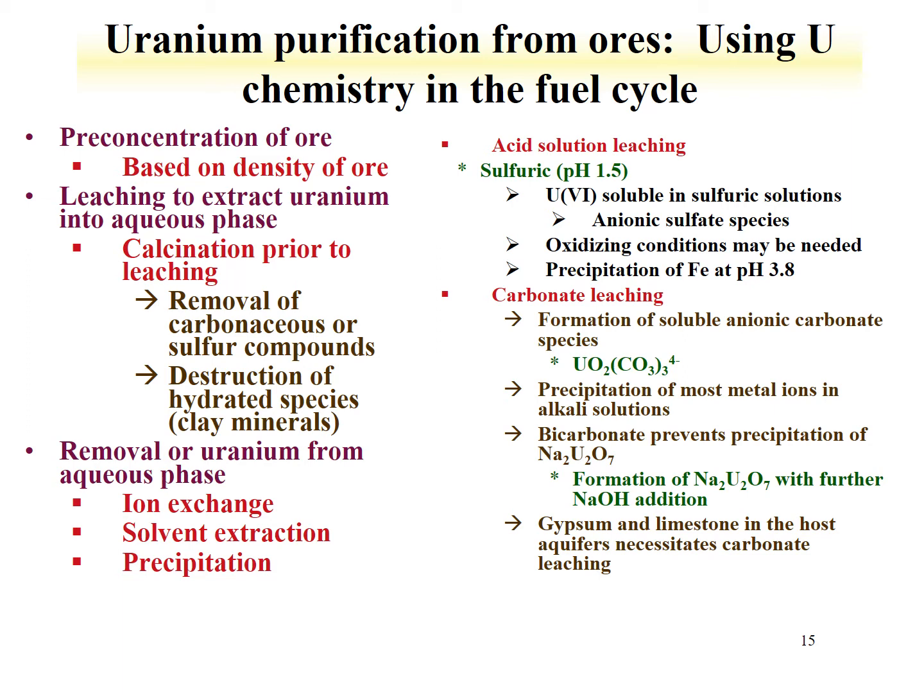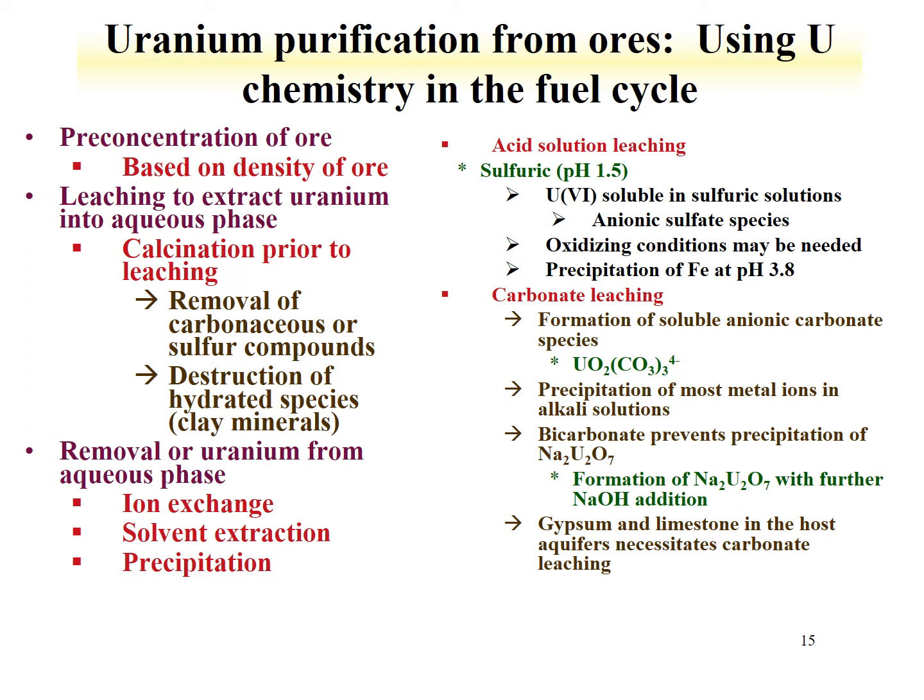There are 2 main routes of separating the uranium from the ore. One is an acid leach, so sulfuric acid, pH 1.5. You form the uranyl sulfate species. They're anionic in nature. They can be separated by anion exchange. Oxidizing may be necessary, so some oxidizing agents are used. And if iron is present in the ore, it can be removed by precipitation close to pH 4.